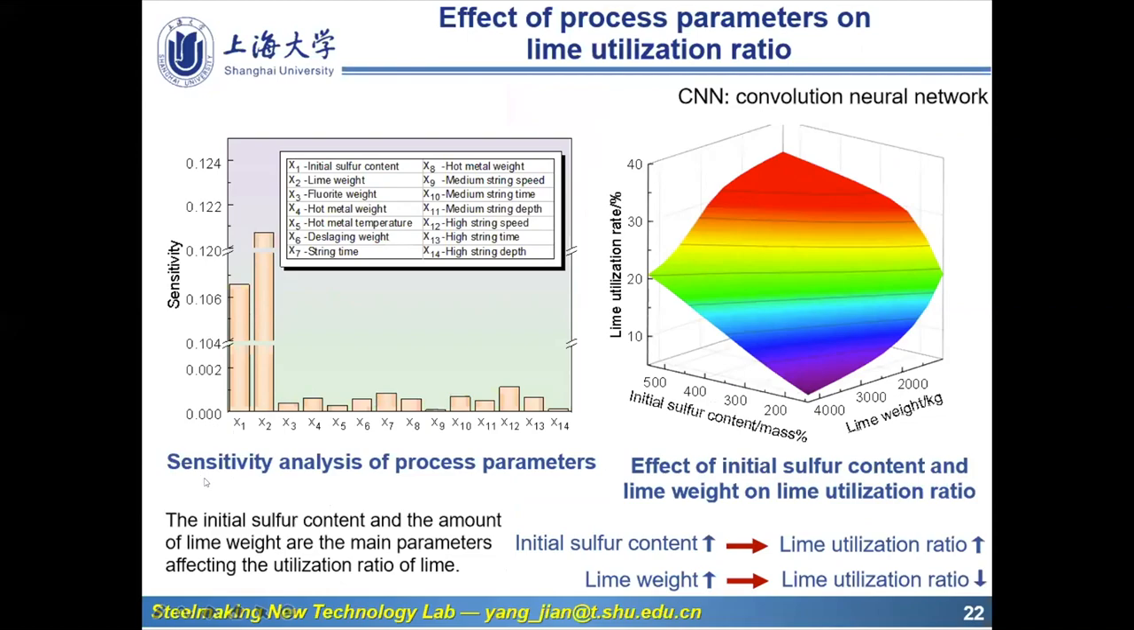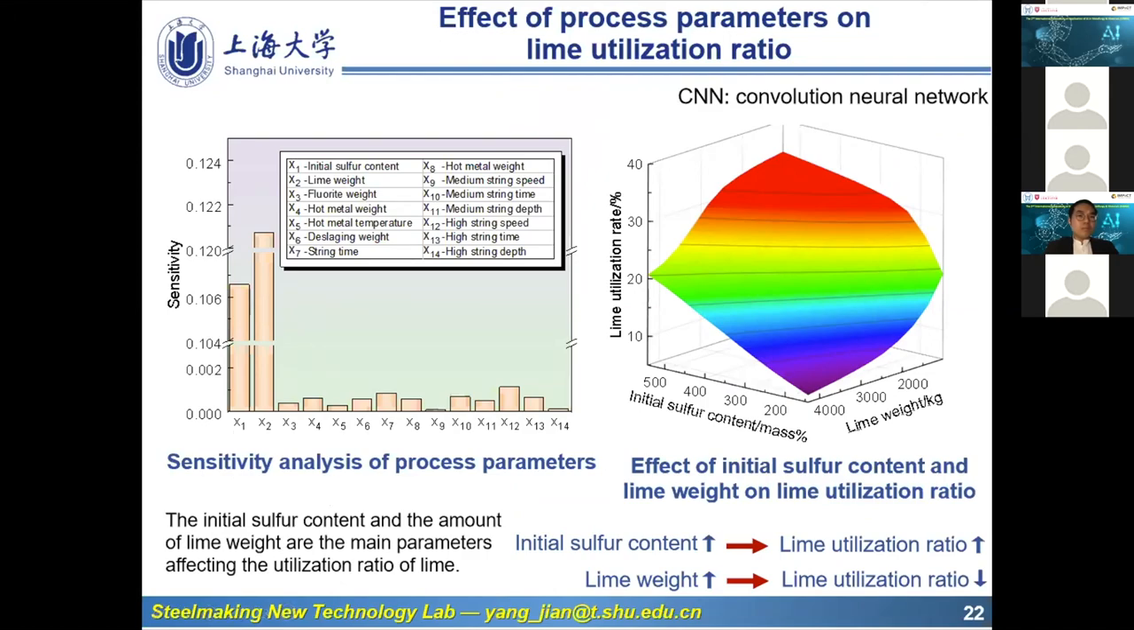And here is the sensitivity analysis of the process parameters. The initial sulfur content and the amount of nitrate are the main parameters affecting the utilization ratio of lime. And here is the effect of the initial sulfur content and the lime weight on the lime utilization ratio. With the increase of the initial sulfur content, the lime utilization ratio is increased. And with the increasing lime weight, the lime utilization ratio is decreased.